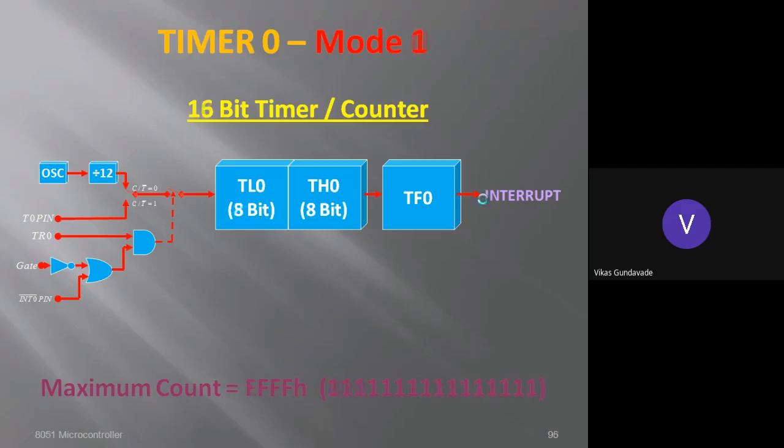Okay. In mode 1, the working will be the same, but here in TH0 and TL0, all the 8 bits from both the registers are used to set the count. So the maximum count which we can set is FFFF. That will be the maximum count. For the next count, what will happen? Here this TH0 and TL0 will overflow and it will set the TF0 bit of the TCON register and the interrupt will get generated. Okay.